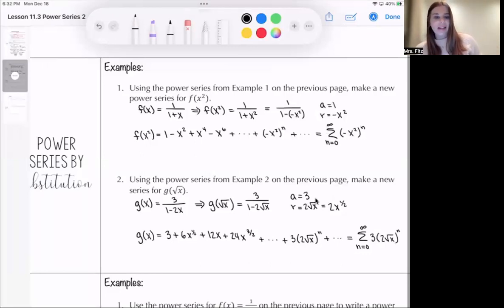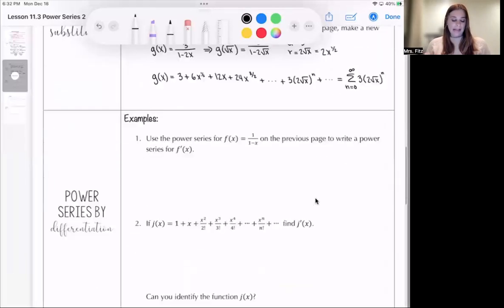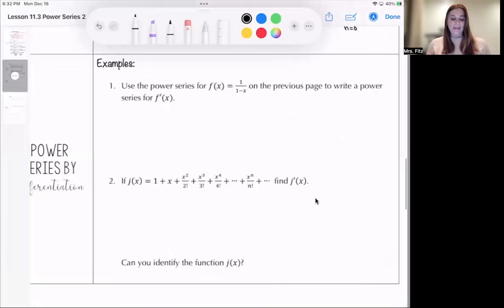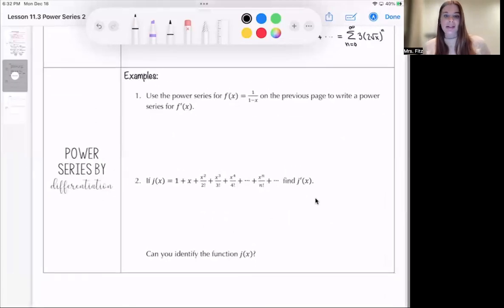Okay, so let's take a look at some other examples where instead we're actually going to be differentiating power series, and something really interesting is going to happen in our second example, so I will show you. All right, so let's take a look at number 1. So we're going to use the power series for f of x equals 1 over 1 minus x. We did that very first one we did together to find a power series for f prime of x.